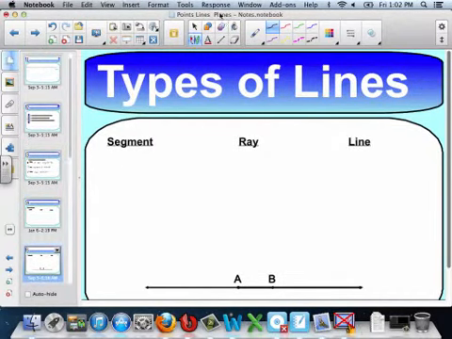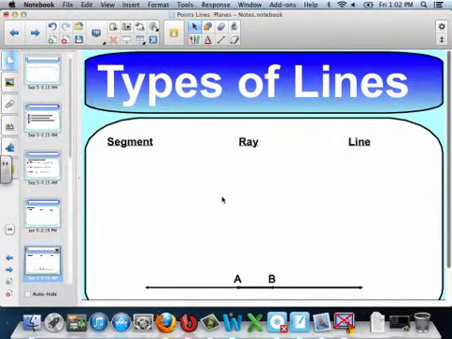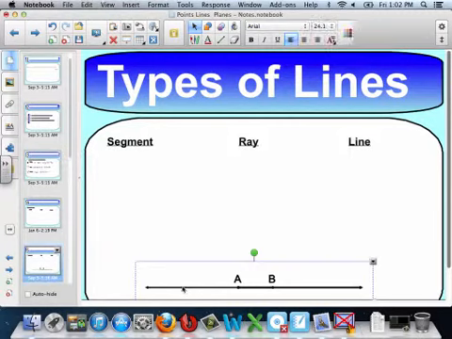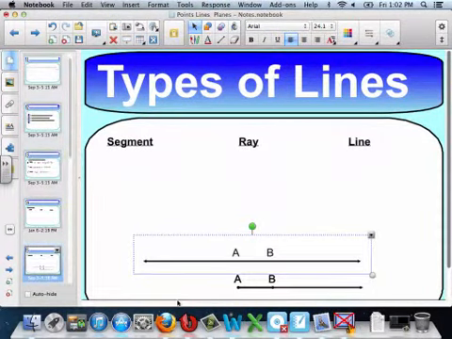There we go. So we have a segment, we have a ray, and we have a line. We already said that a line extends infinitely in all directions. That's a segment. That's a line. So a line extends infinitely in all directions. It has no beginning, it has no end, it just keeps going.